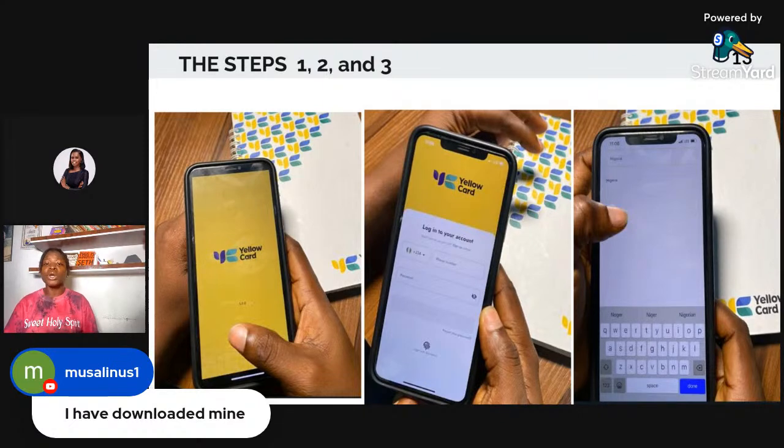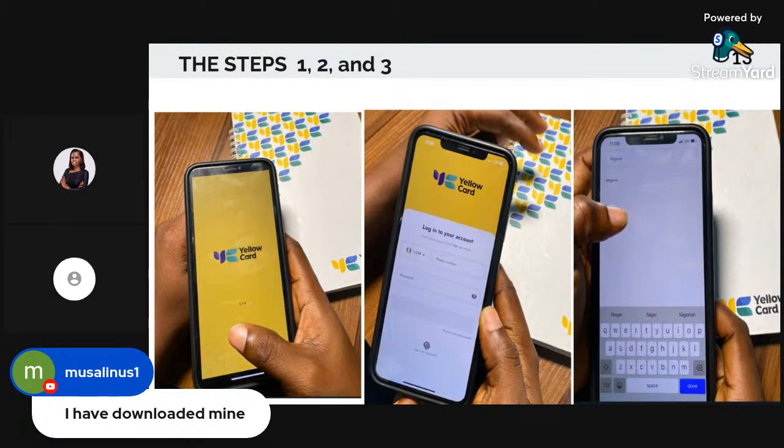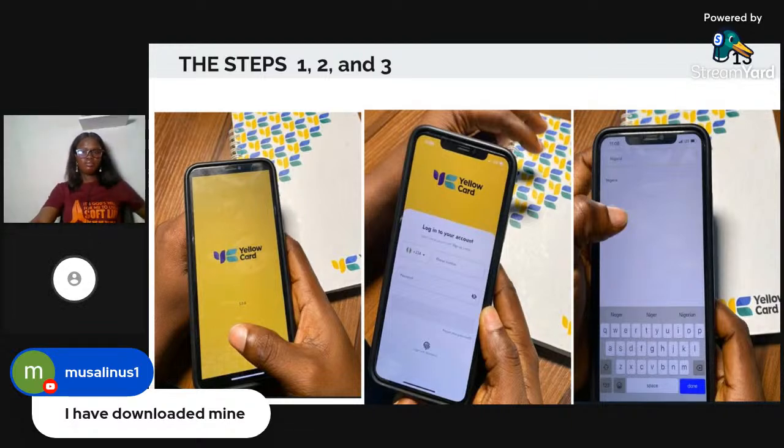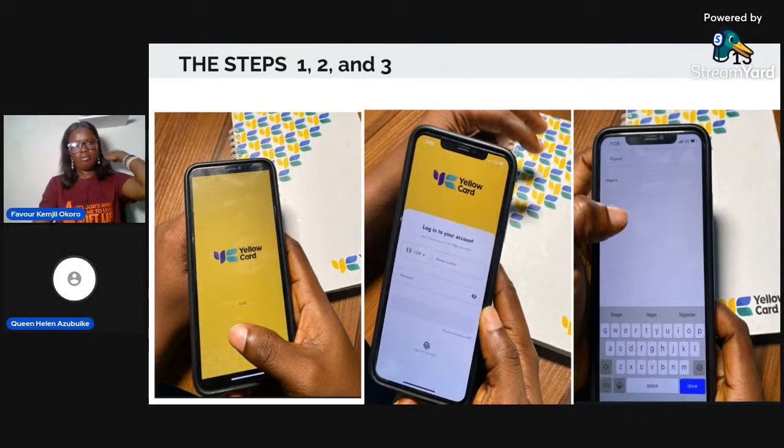With the Yellow Card app, you can send money to as many as 17 African countries. So if you have any person or family member in Ghana, in Kenya, in any part of the world that you want to send money to, you can send money to them using the Yellow Card app. Once they have a Yellow Card account, you can just easily tell them to come on the platform so that you can send money to them. That's one easy way to save your money in dollars.